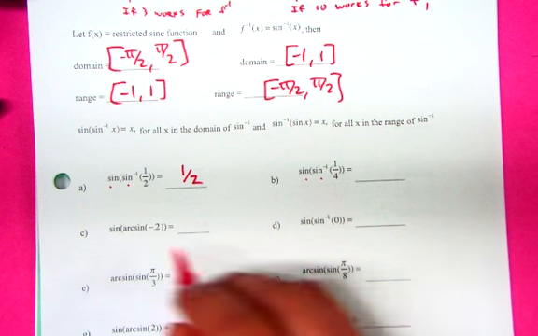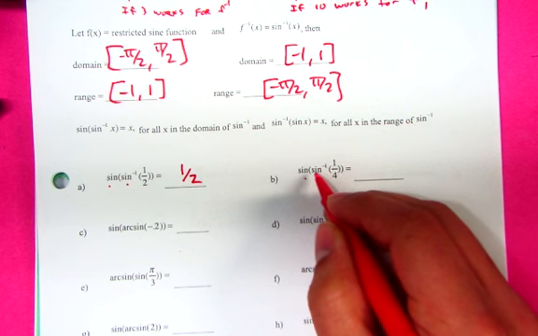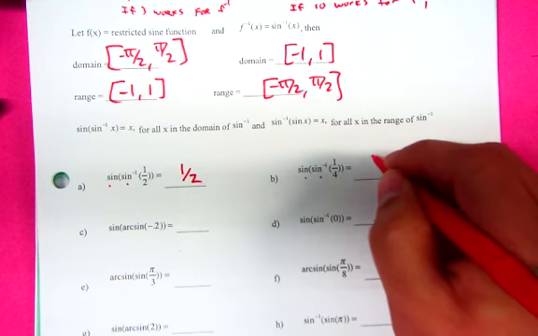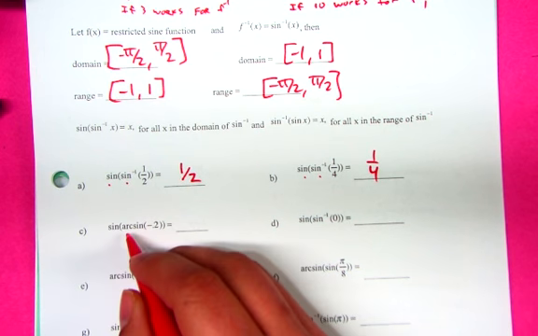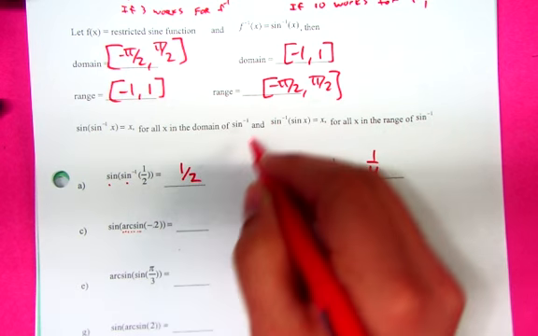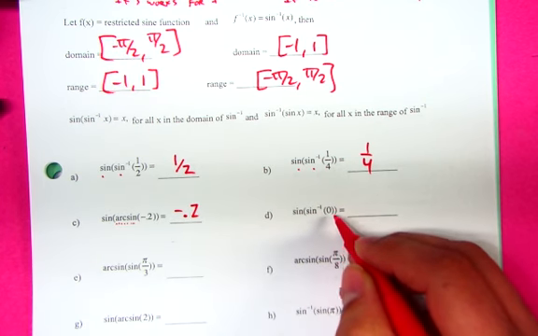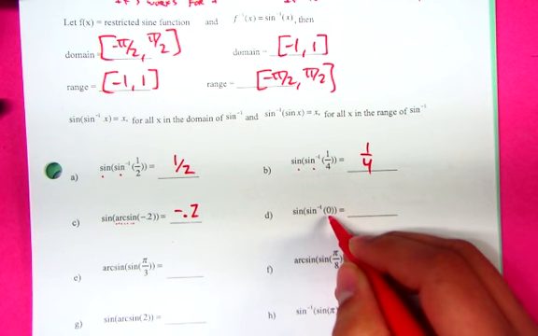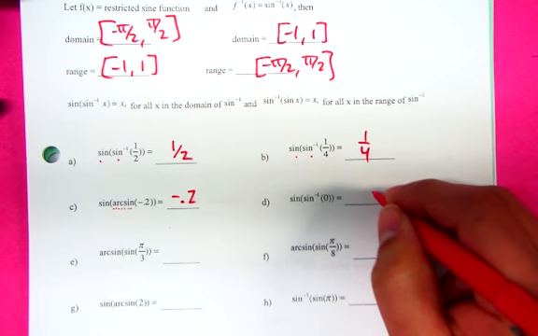Let's try B. Ricky, is 1/4 part of the domain of inverse sine? So what's the answer? Good. Ashley, what does that mean again? The inverse. Okay. Is -0.2 in the domain of the inverse? So what's the answer? Good. Let's go to D. Austin, is 0 in the domain of the inverse sine? So what's the answer? 4.